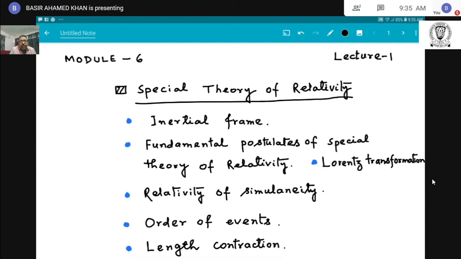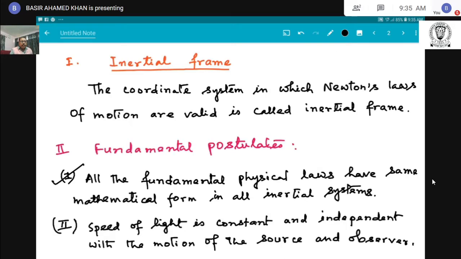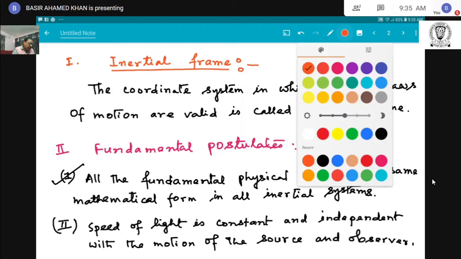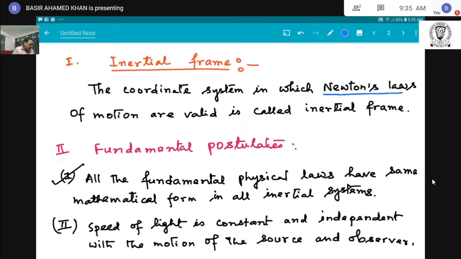First of all is the inertial frame. What is inertial frame? The definition of inertial frame: the coordinate system in which Newton's laws of motion are valid is called inertial frame. That means the coordinate system in which Newton's laws of motion are valid is called inertial frame.